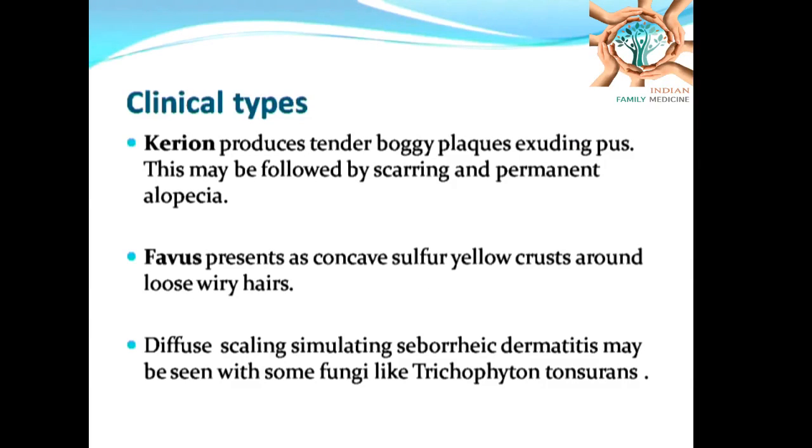Kerion produces tender, boggy plaques exuding pus. This may be followed by scarring and permanent alopecia. Favus, yet another type of tinea capitis, which is extremely rare in India, presents as concave sulfur yellow crust surrounding the loose, wiry hairs. Sometimes tinea capitis can present with diffuse scaling mimicking seborrheic dermatitis, or the common name for that being dandruff. And this is usually caused by Trichophyton tonsurans.